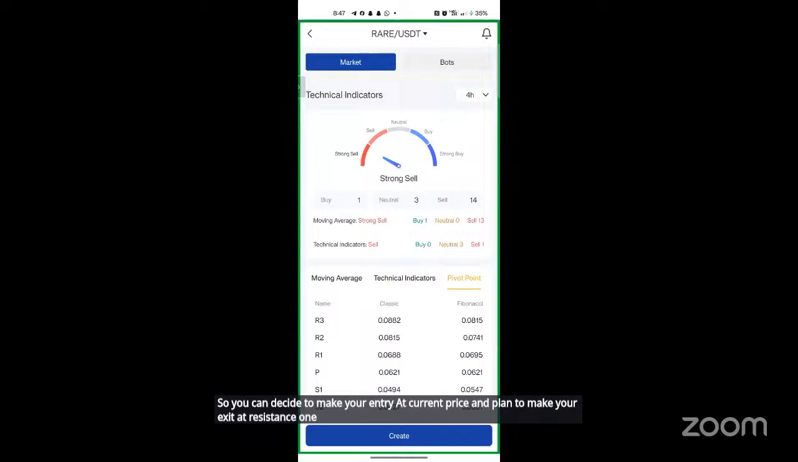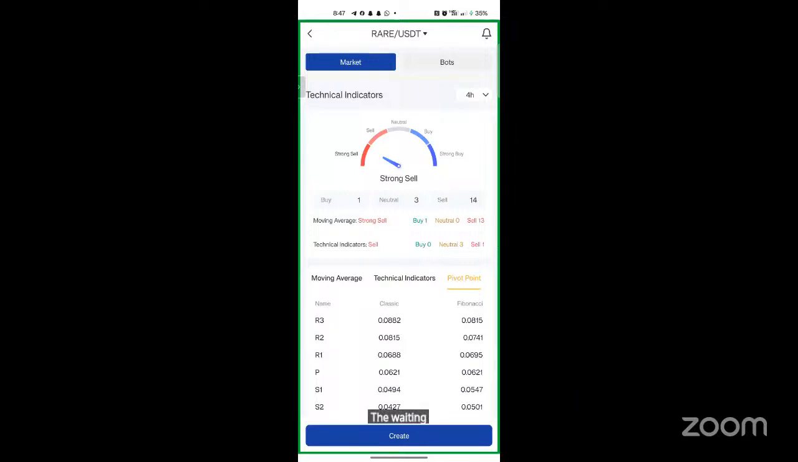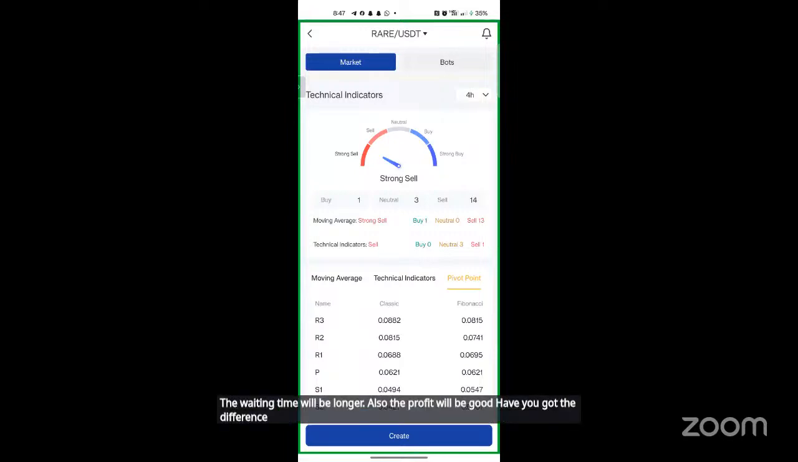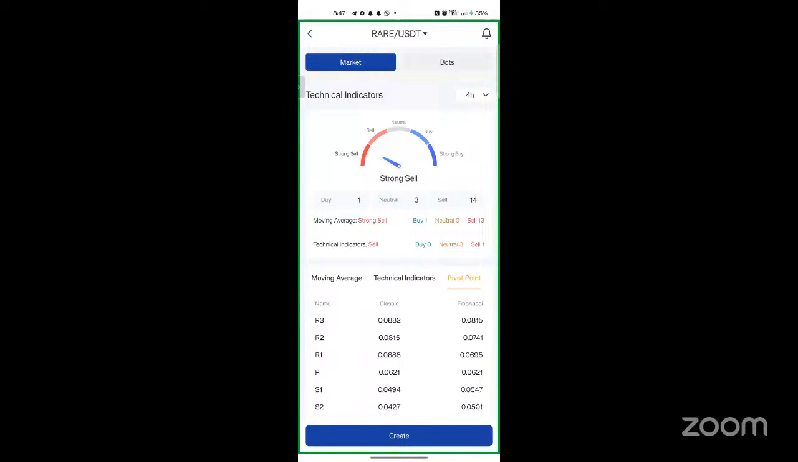Are we getting the difference? The waiting time will be longer. Also, the profit will be good. Have you got the difference, ladies and gentlemen?